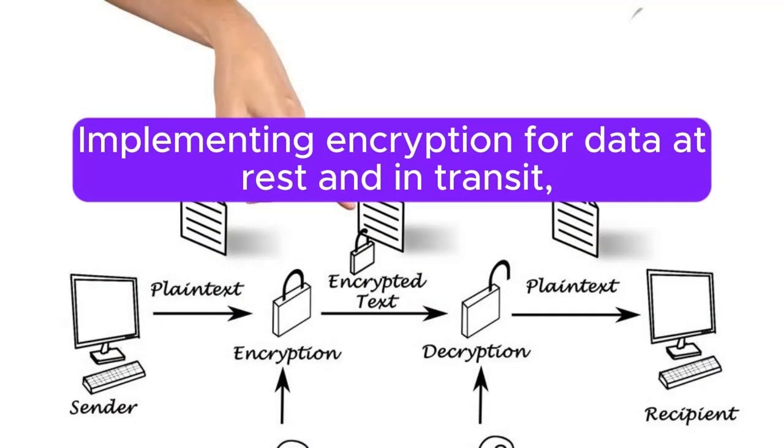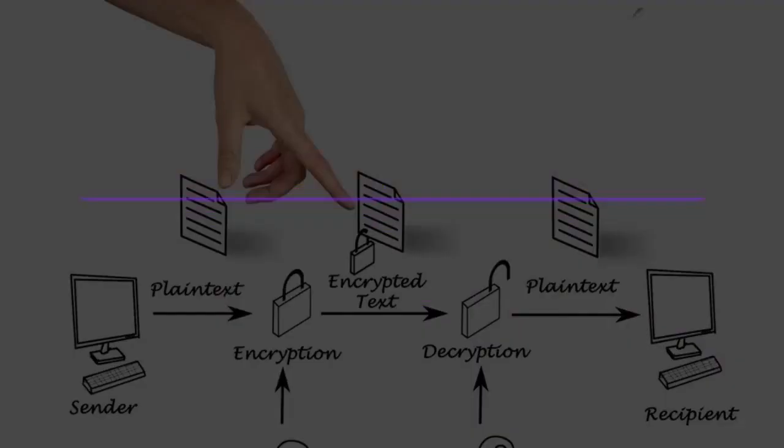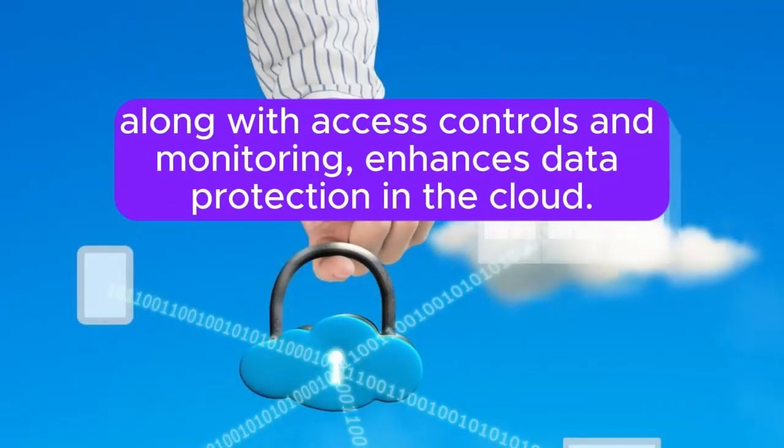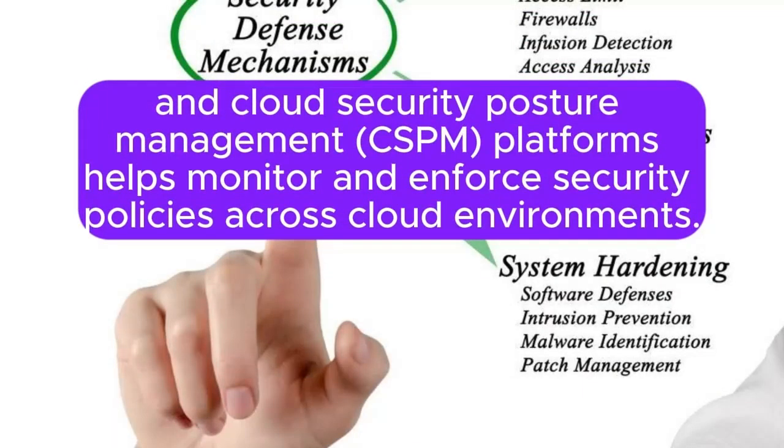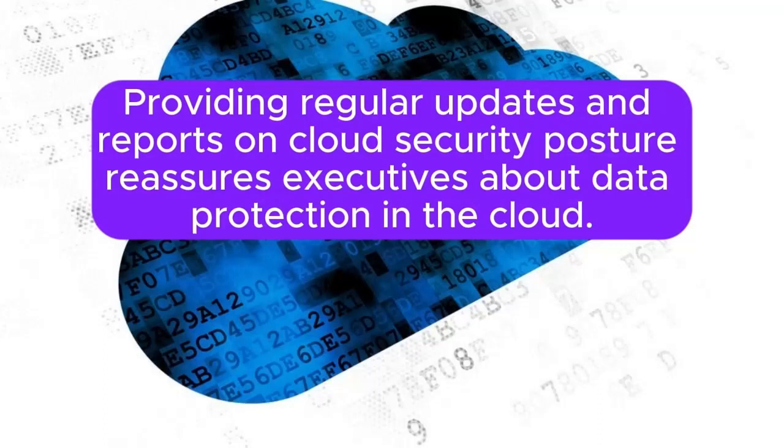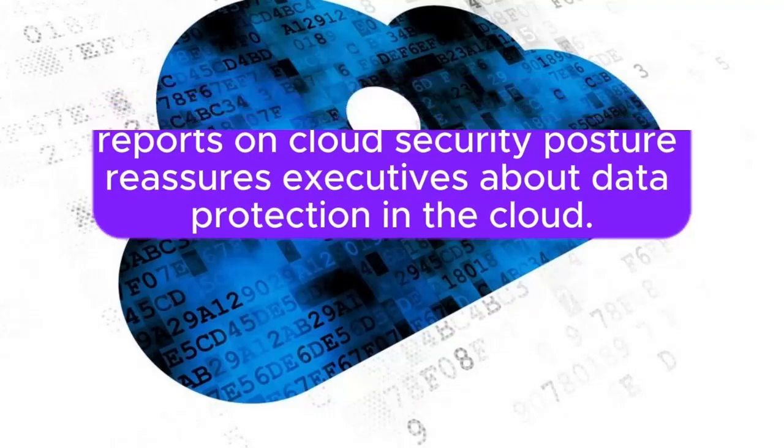Implementing encryption for data at rest and in transit, along with access controls and monitoring, enhances data protection in the cloud. Utilizing cloud security tools such as Cloud Access Security Brokers (CASB) and Cloud Security Posture Management (CSPM) platforms helps monitor and enforce security policies across cloud environments. Providing regular updates and reports on cloud security posture reassures executives about data protection in the cloud.